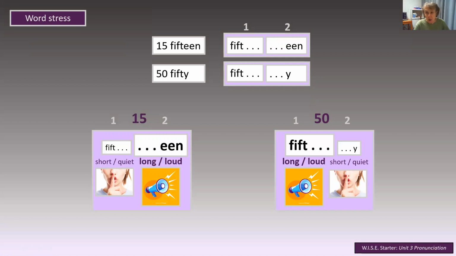50 is the other way. So this time the first syllable is long and loud, and the second syllable is short and quiet. 50, 50, 50. If you know this, it's easy to distinguish when you hear 15 and 50. If you don't know this, it can be very confusing.